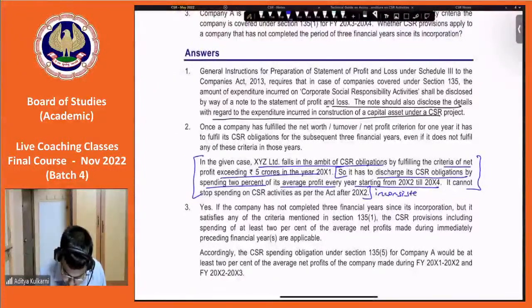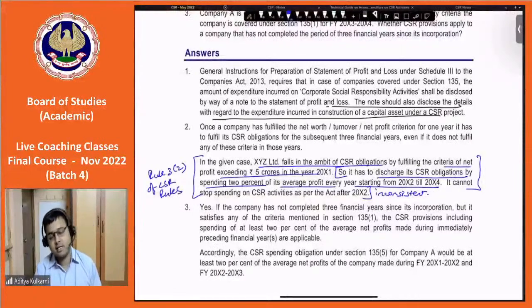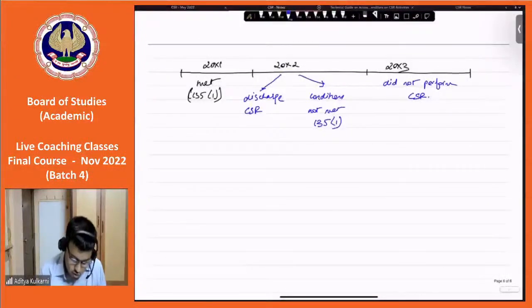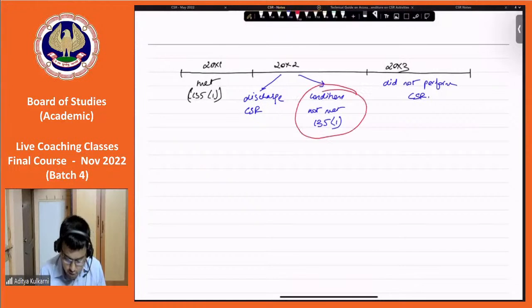I'm not saying the institute is wrong. I'm saying that the institute has given the answer according to rule 3.2. It has followed rule 3 sub rule 2 of CSR rules, which is not correct. Rules have to be modified to reflect the section. Now in 20x3, when you are looking, you will check whether in 20x2 the conditions are fulfilled or not. Here the conditions are not fulfilled. So will CSR apply in 20x3? Answer is no. Sir, what do we do?